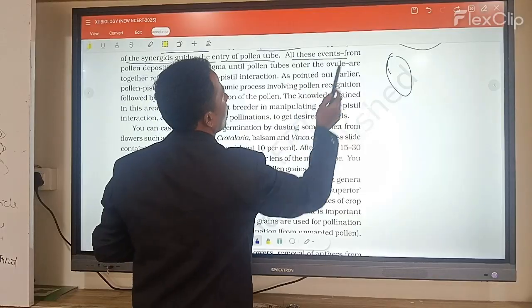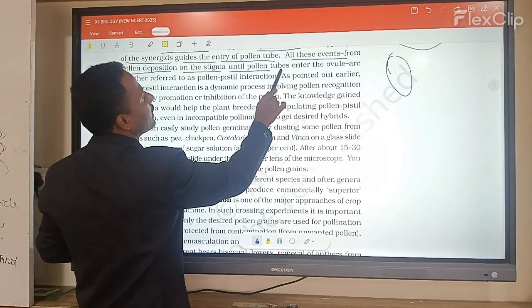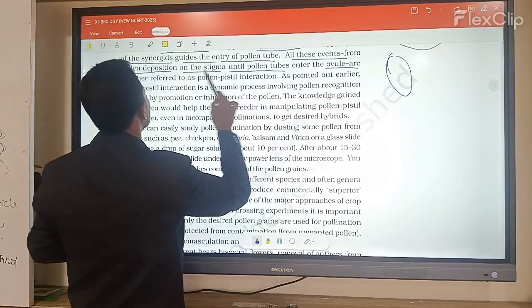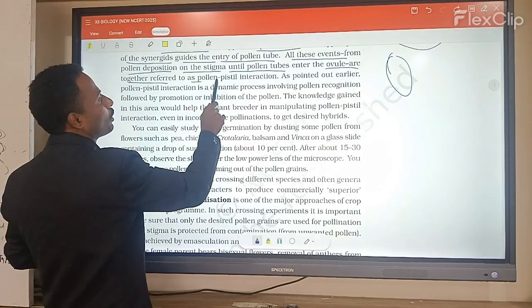Next, all of these events, from pollen deposition on the stigma until the pollen tube enters the ovule, together are referred to as a pollen-pistil interaction.